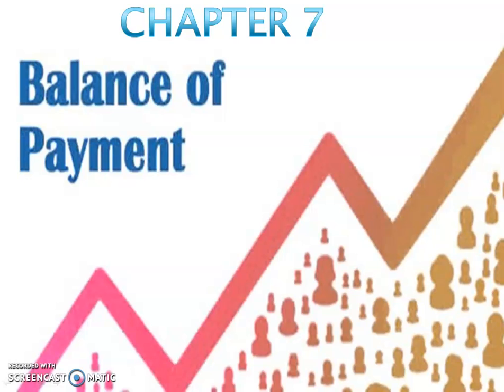We were discussing chapter 7, balance of payment. In the previous class, we discussed the meaning and components of balance of payment. So students, what is balance of payment? It is the record of all economic transactions of a country with the rest of the world. That is, it is related to international trade between countries.